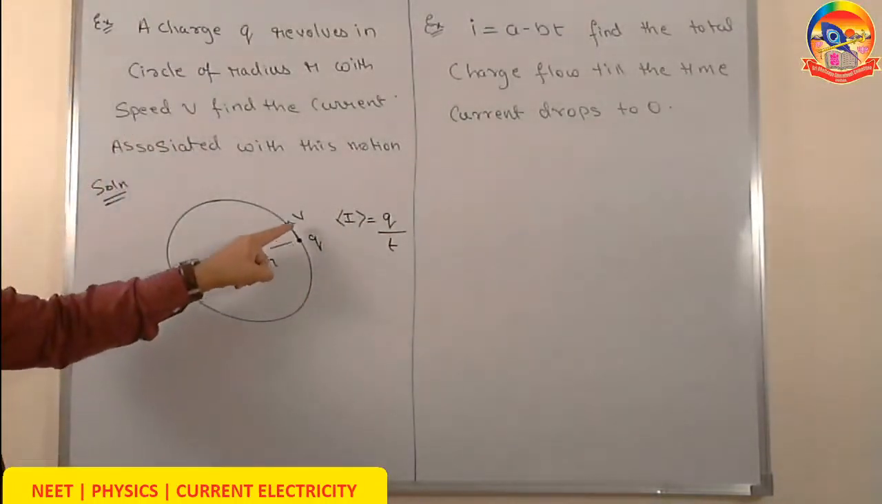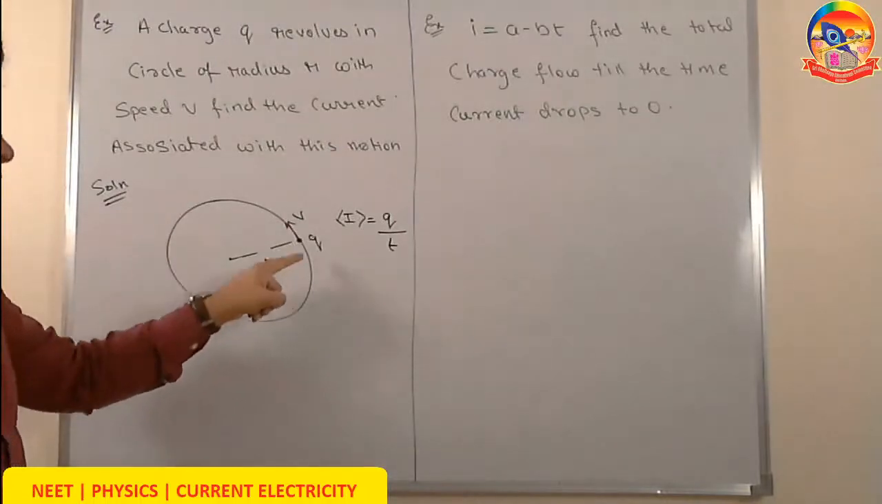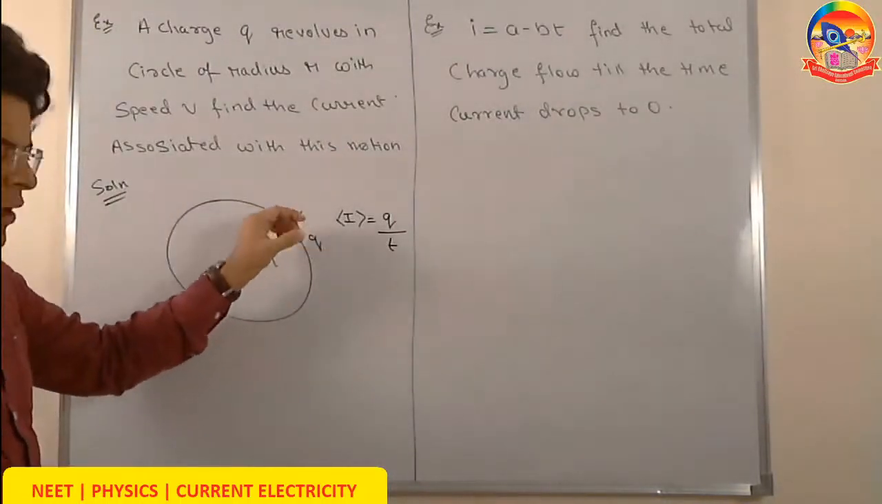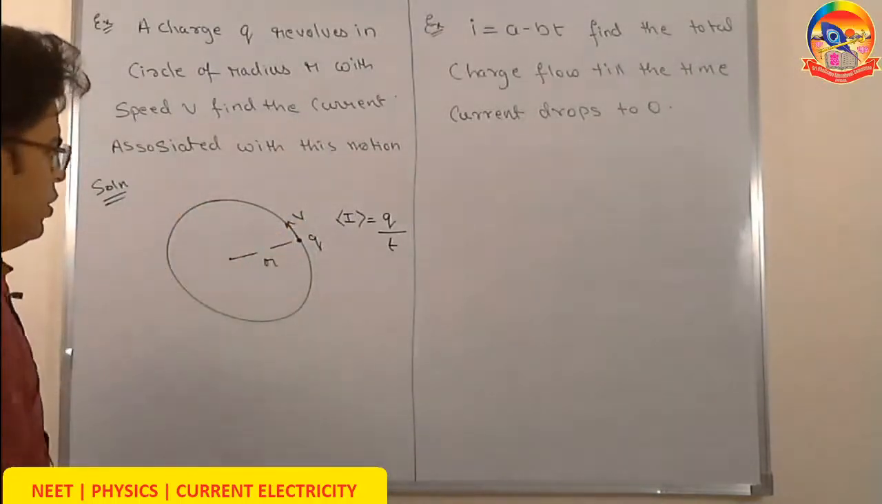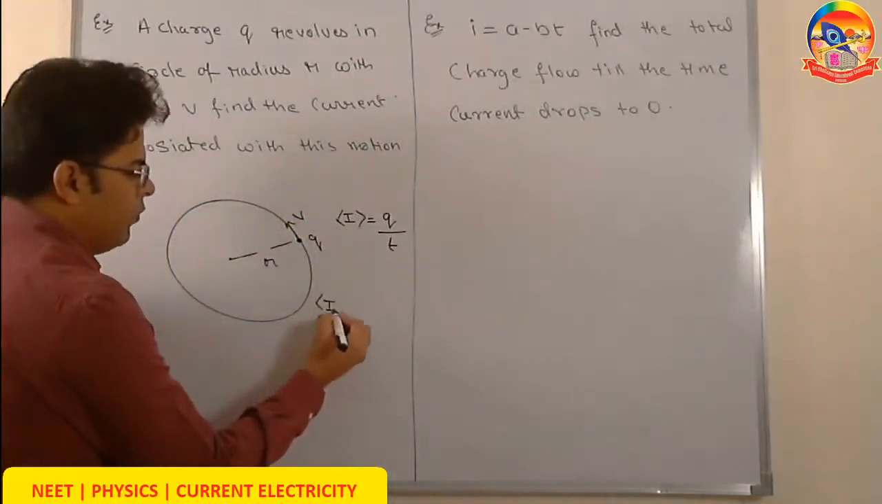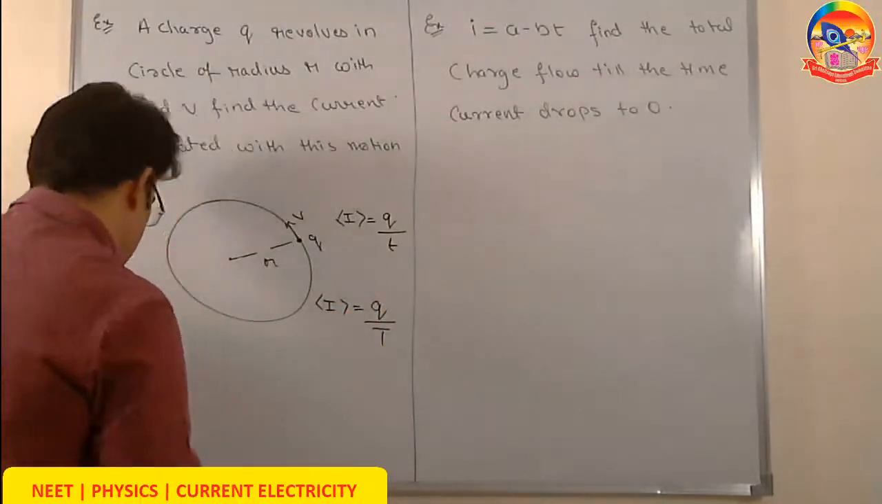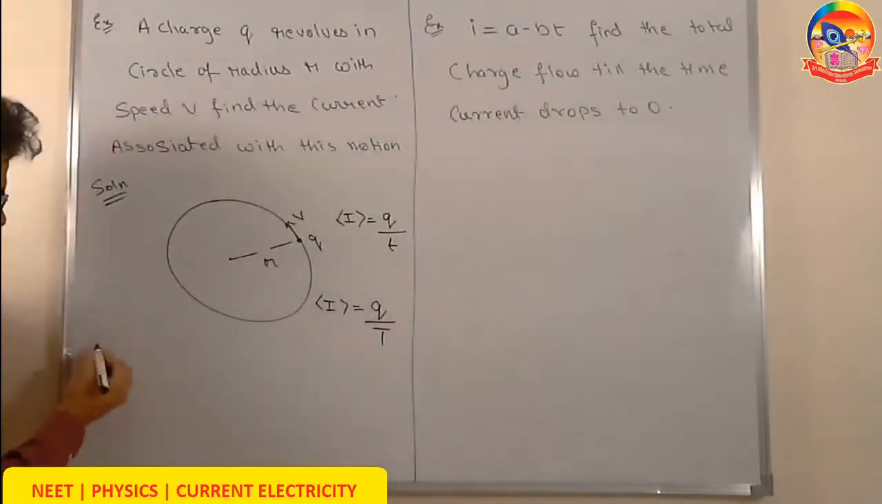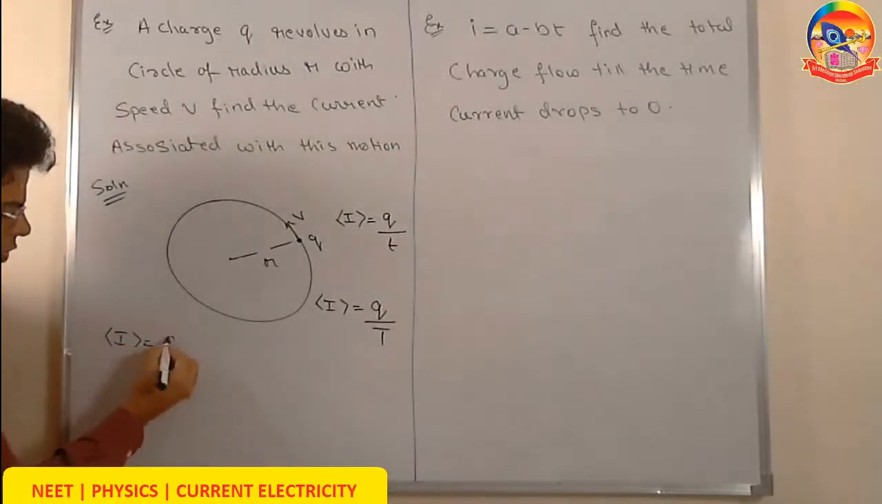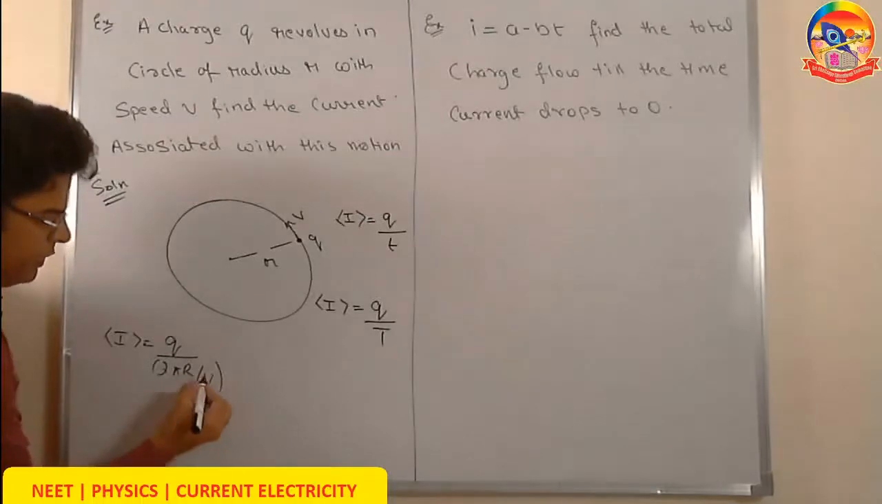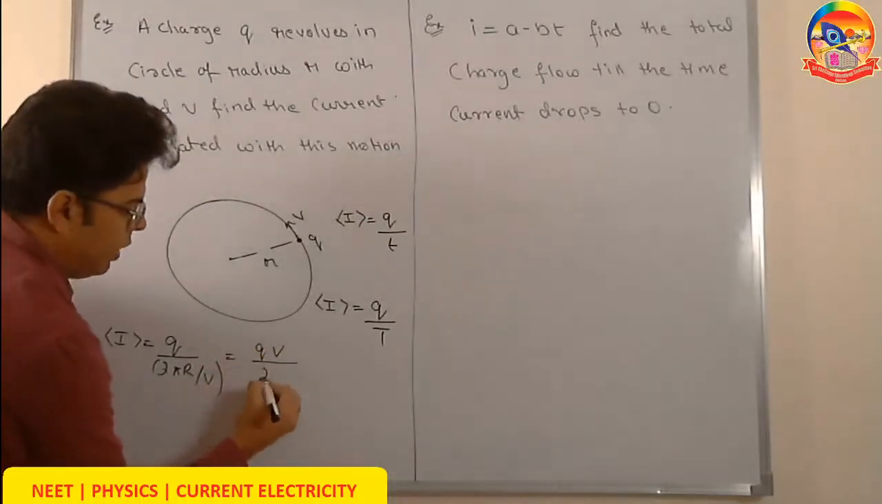Here, the time taken by this charge to complete one cycle will be the time period, which is equal to 2 pi r, the distance, upon speed. So you can say the average current flow is the charge that flows upon the time period. Now, in place of time period, you can also write 2 pi r by v. So, you get qv by 2 pi r.